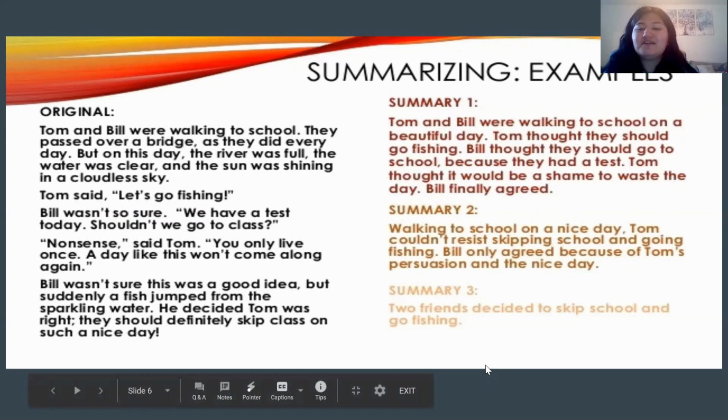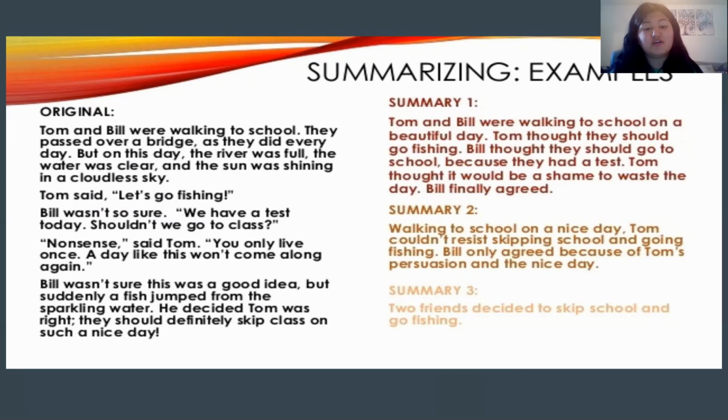And again, walking to school on a nice day, Tom couldn't resist skipping school and going fishing. Bill only agreed because of Tom's persuasion and the nice day. Shorter, but still gets to the main point. And summary 3: 2 friends decided to skip school and go fishing. That one is very general. You would probably use that if you were just talking to a classmate or a friend or a teacher about what the text was about quickly.